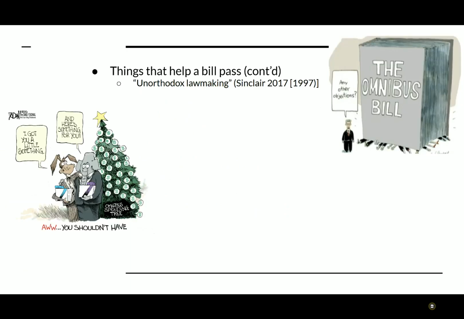Continuing on to other things that help a bill pass, one of the things that has been highlighted, and I know this initially showed up in a 1997 book, but of course has continued to be relevant and has evolved, is something called unorthodox lawmaking. And this is a result of a process that really started to show up in the 1980s, where there was more partisan gridlock in the legislature.